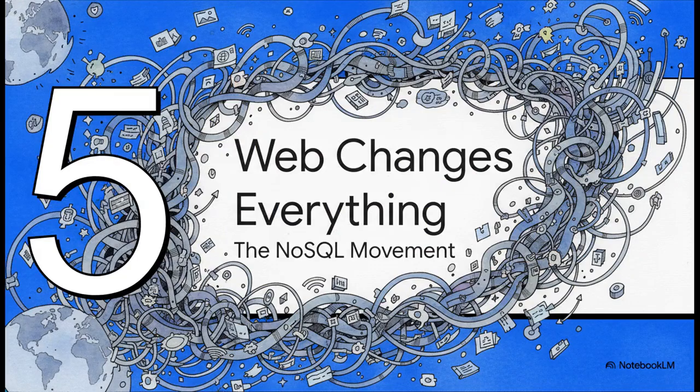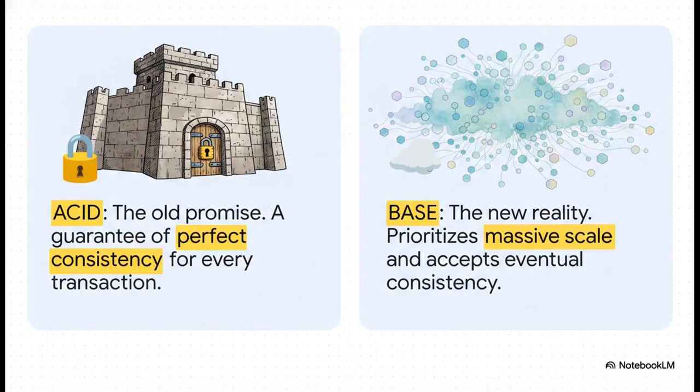But just as the relational model stood on top of the world, a new force was gathering on the horizon, something it was completely, totally unprepared for: the messy, chaotic, unstructured, planet-sized data of the World Wide Web. See, relational databases were built on a promise called ACID, and the key word there is consistency. Think of a bank transaction, right? The money has to be in one account or the other. It can never be in between. It has to be perfectly consistent always.